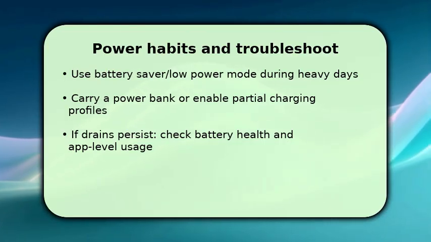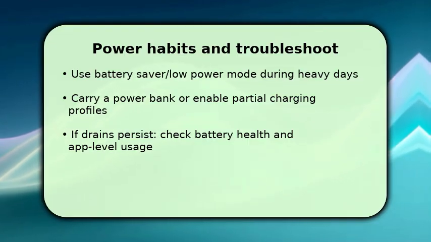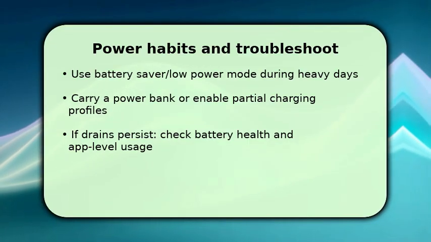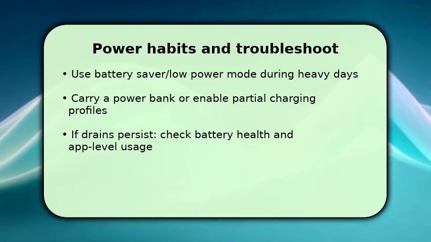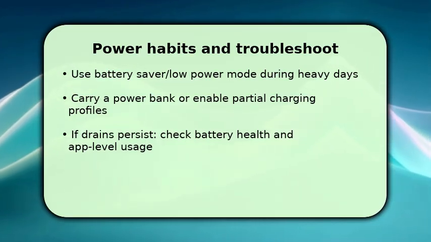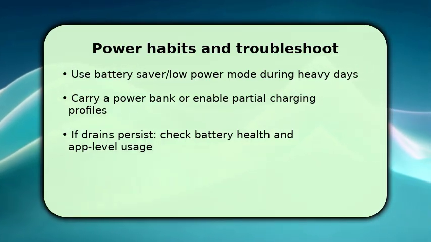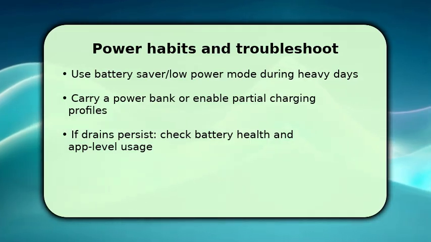Carry a compact power bank for extended sessions and enable partial charging profiles to preserve battery health, which keeps screen time consistent over months. If you still see poor screen time, check battery health and app level usage in settings. Uninstall or restrict any app that shows unusually high foreground or background consumption, and reboot to clear hung services.